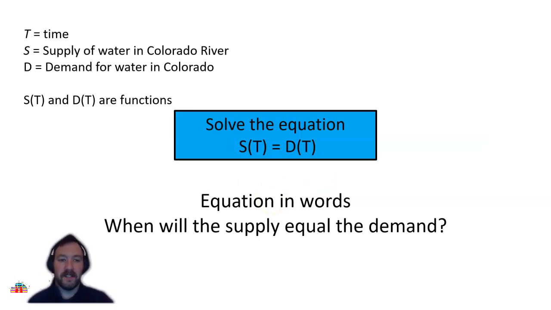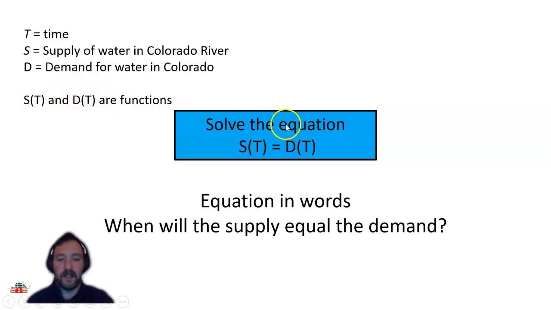Imagine that T is time. S is the supply of water in the Colorado River, which, if you're watching this video from my Algebra 2 class or whatever class, your water, almost for sure, comes from the Colorado River, your drinking water at home. D is the demand for water in Colorado. Okay, S of T and D of T are both functions because the supply and the demand of water are things that change over time, right? So they both depend on the time.